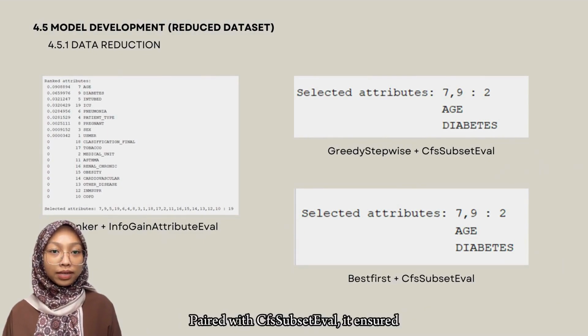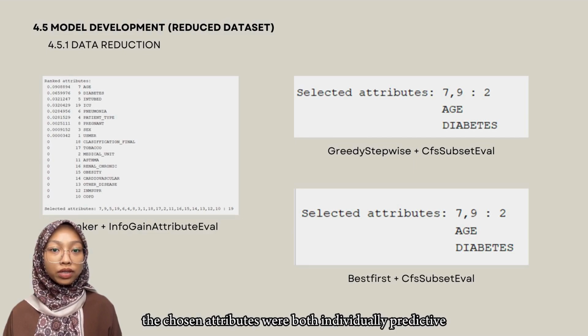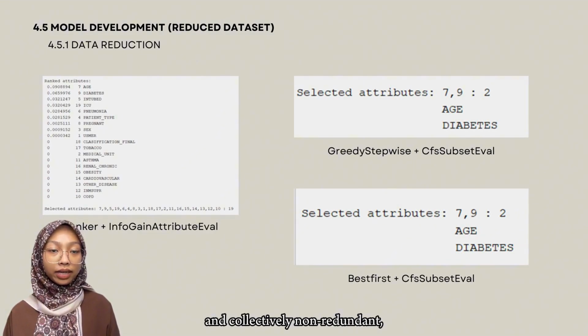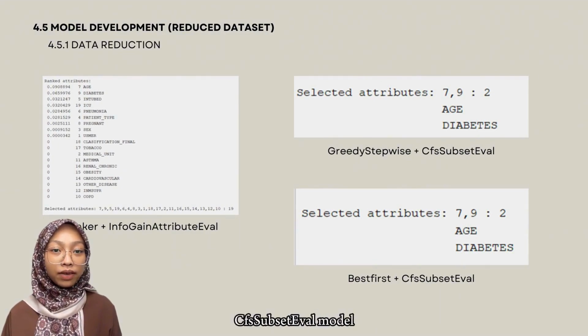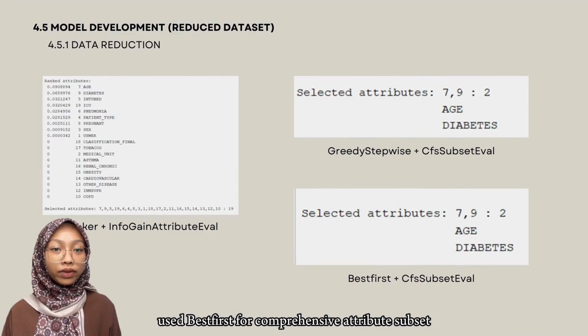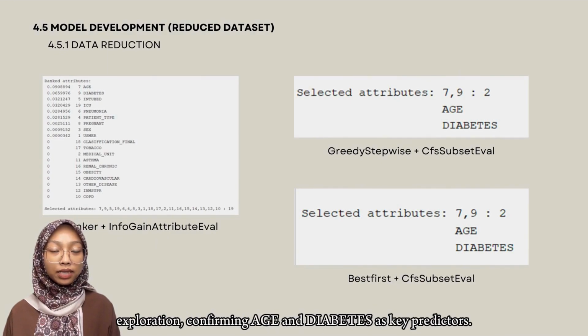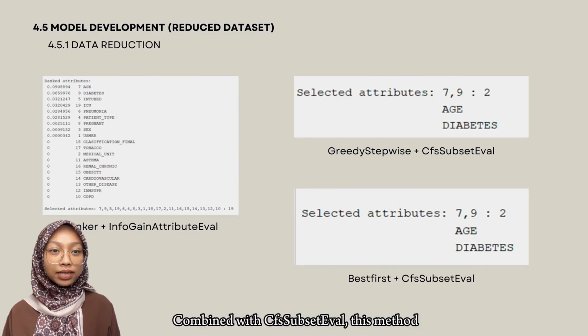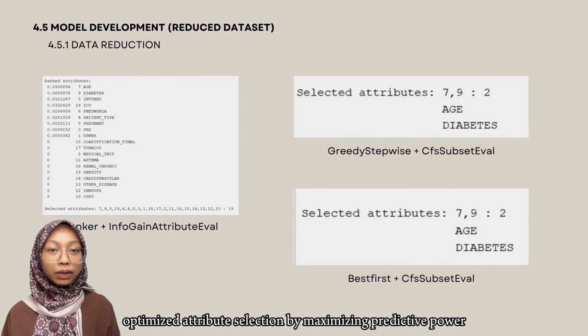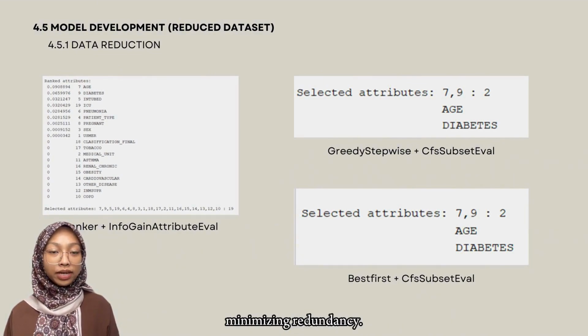Paired with CFS subset eval, it ensured the chosen attributes were both individually predictive and collectively non-redundant, improving model efficiency. The best first plus CFS subset eval model used best first to comprehensively explore attribute subsets, confirming age and diabetes as key predictors. Combined with CFS subset eval, this method optimized attribute selection by maximizing predictive power and minimizing redundancy.